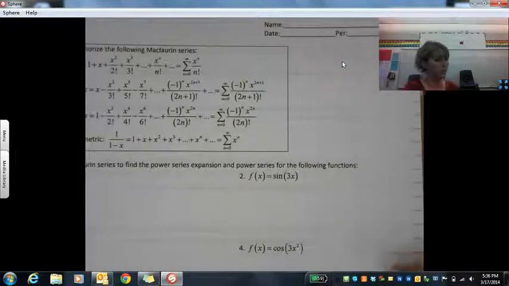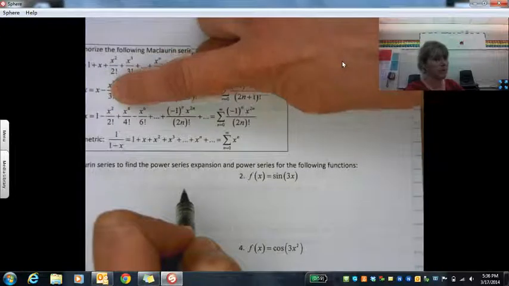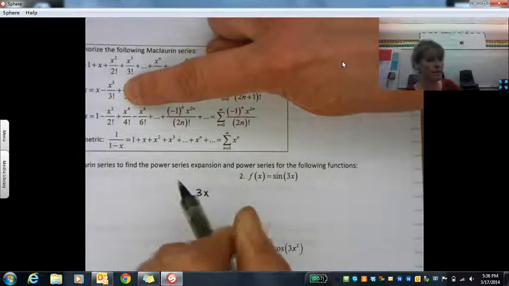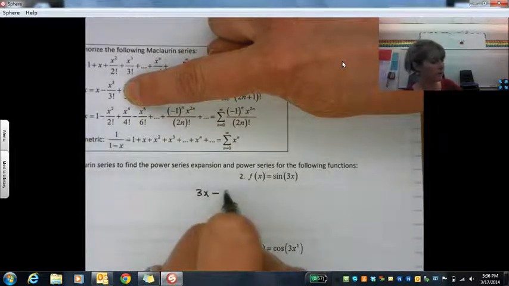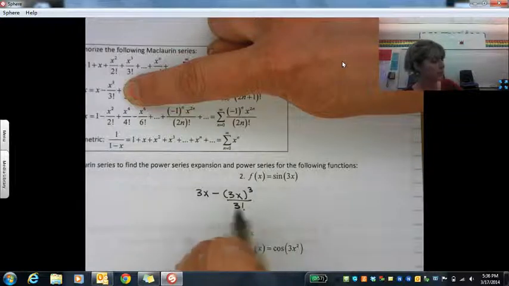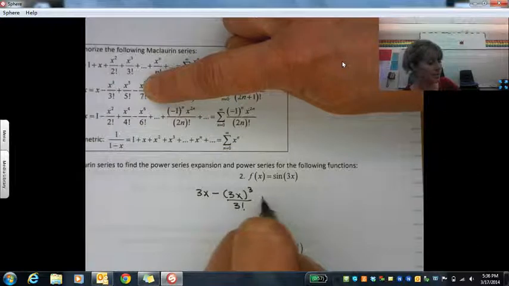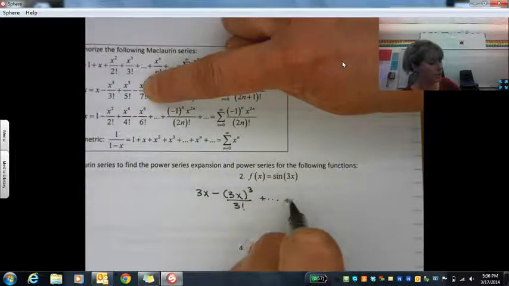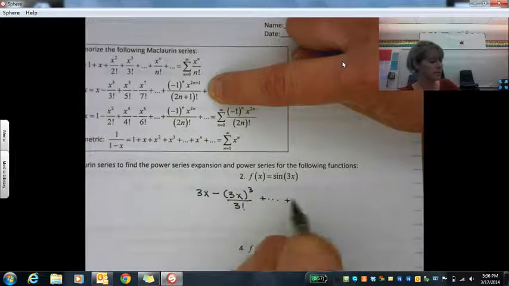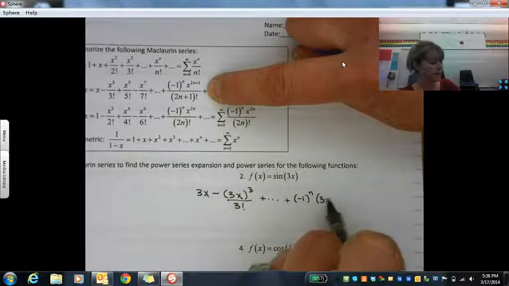Okay, so number 2, I'm going to do that. All I'm doing is replacing x with 3x. So instead of x, it's going to be 3x, and then minus x cubed over 3 factorial, so that would be 3x cubed over 3 factorial, and so on. So I'm going to go dot, dot, dot. That's plenty of terms. Then I'm going all the way over to the general rule. Now this one is negative 1 to the n, and instead of x, we have 3x.